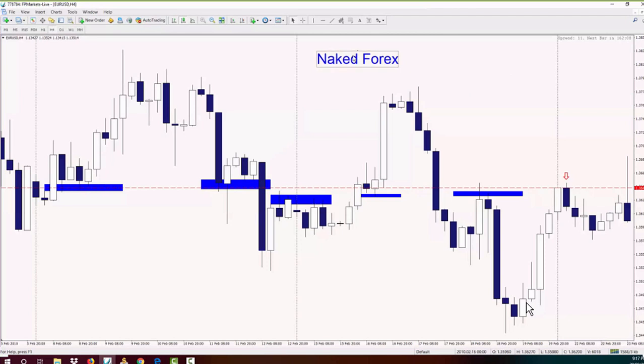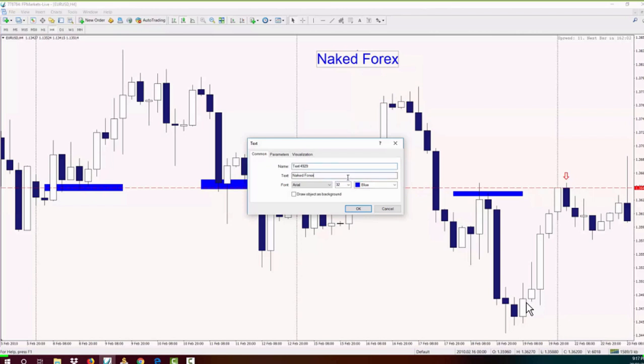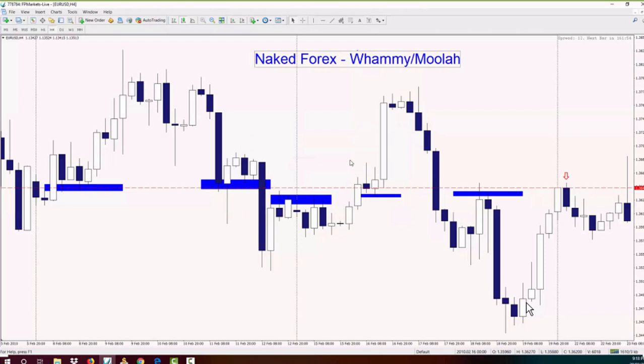But in the Naked Forex book, there is a system or a setup, really. It's up to you to make it into a viable system and add your exit strategy and all that. But it's called the whammy or the moolah. So these are double tops and double bottoms. And basically, the second touch has to be lower on a double top or a moolah, and the second touch has to be higher on a whammy. There are a bunch of rules associated with it, but that's the gist of the double top, double bottom. Now, this would not qualify as a moolah.